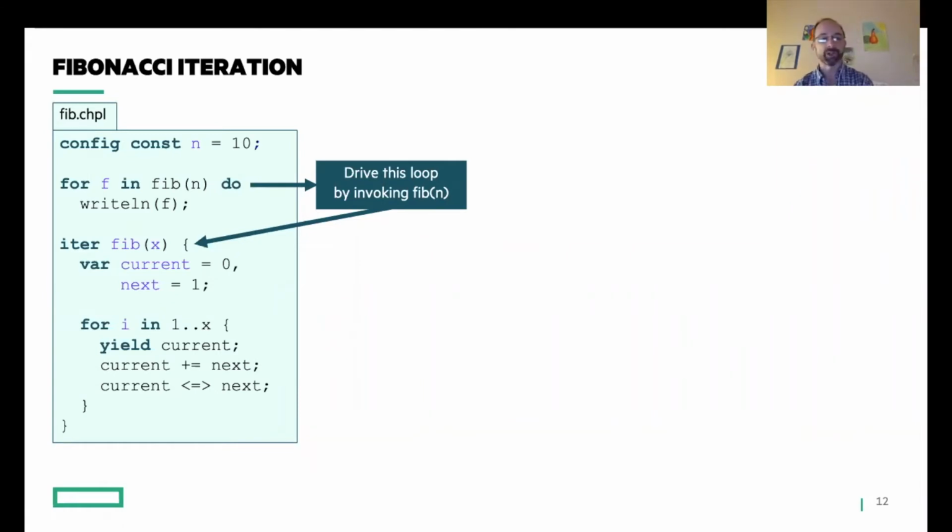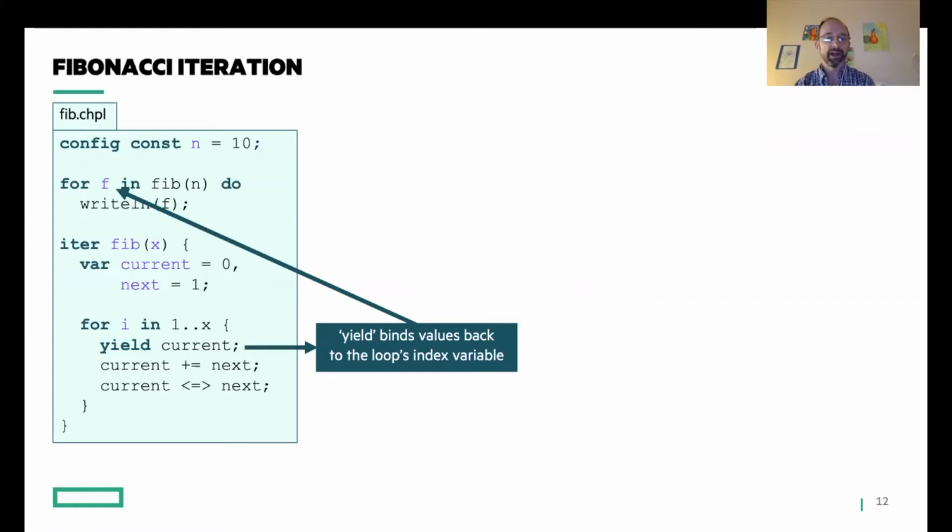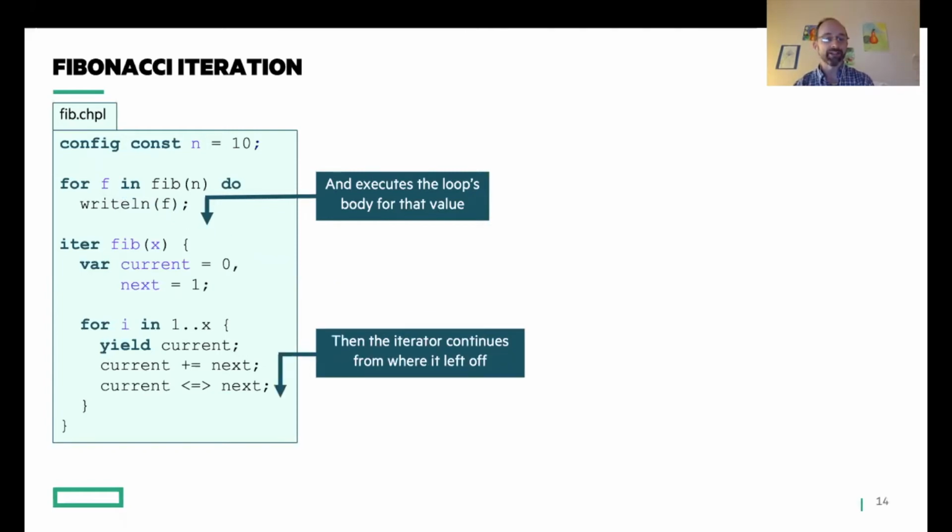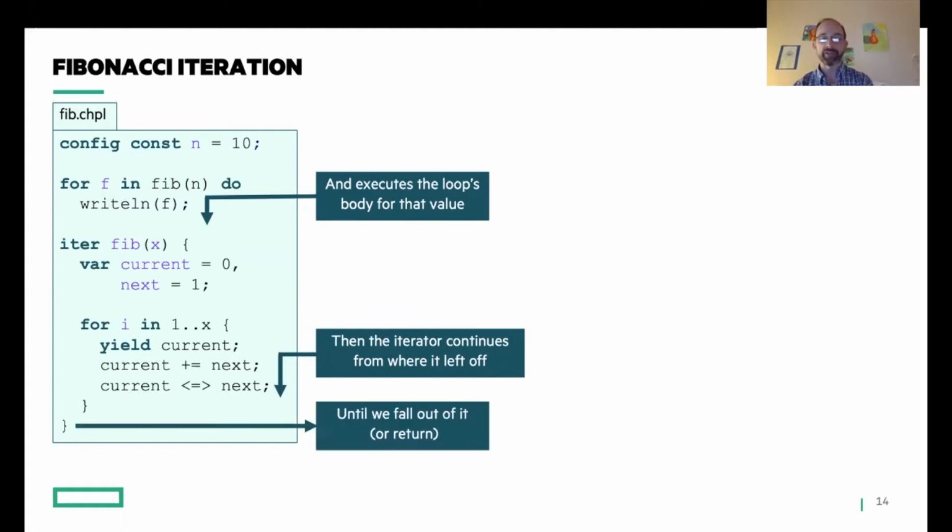Just to describe them really quickly, this loop here, for f in fib of n, is basically calling this iterator, which looks a lot like a subroutine or a procedure in any other language. That subroutine is basically going to drive that loop. But unlike a typical function, these iterators contain yield statements, and the yield passes a value back and binds it to the index variable of the loop, f in this case. Then we execute the body of the loop for that yielded value. Once we've executed that copy of the loop, we go back and continue the iterator from where we left off, yielding additional values, running the loop again, until eventually we fall out of the iterator or explicitly return from it.